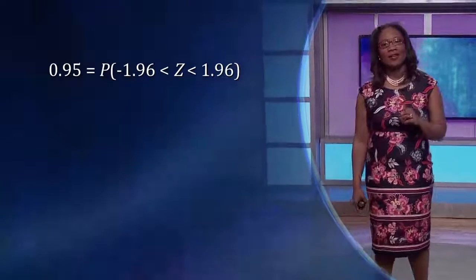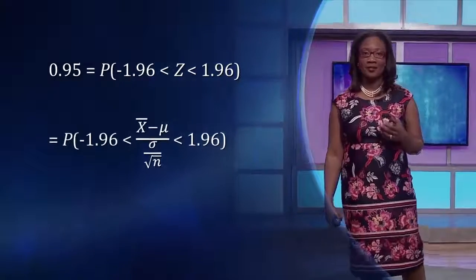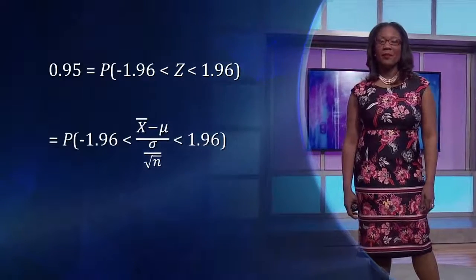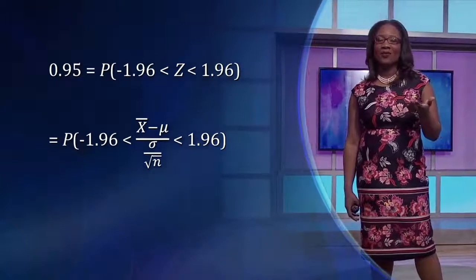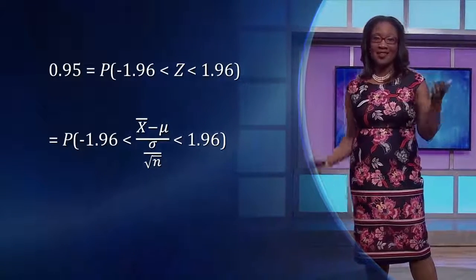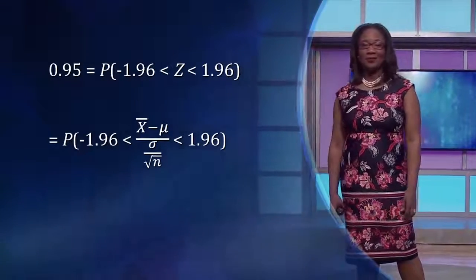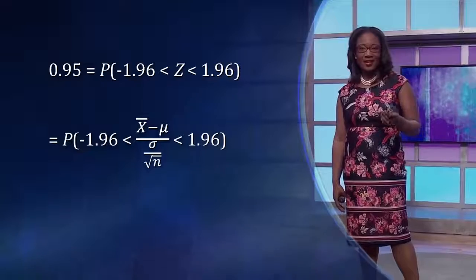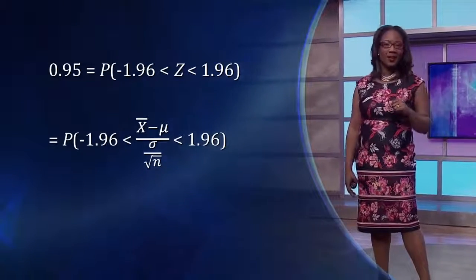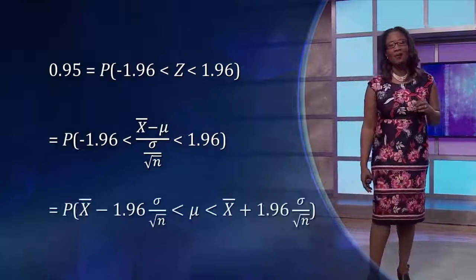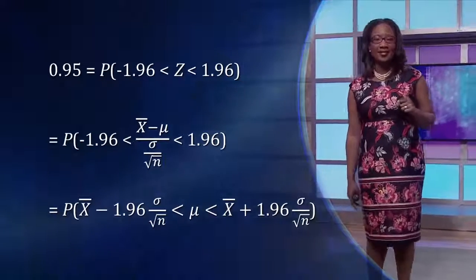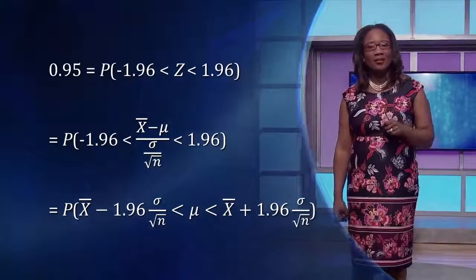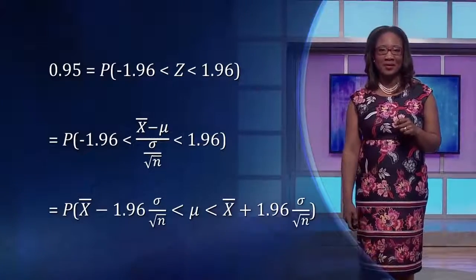Well, now I'm going to plug in my estimate for z, which is x bar minus mu over sigma over square root of n, because this is also normally distributed. But what I really want is an interval around the population parameter, mu, right? This is a parameter that I don't know the answer to. What if I multiply both sides by sigma over square root of n, and then add x bar, and notice what we get now. The probability that x bar minus 1.96 sigma over root n is less than mu is less than x bar plus 1.96 sigma over square root of n.